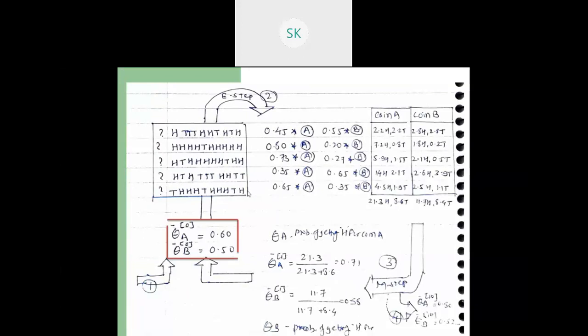Here the steps 1, 2 and 3 are explained. With respect to this slide, just look at the part highlighted in the red box. Here the assumption is written: theta A is equal to 0.60, theta B is equal to 0.50. This is just the assumption that we make before the estimation and then the maximization. We'll go back to this slide again.